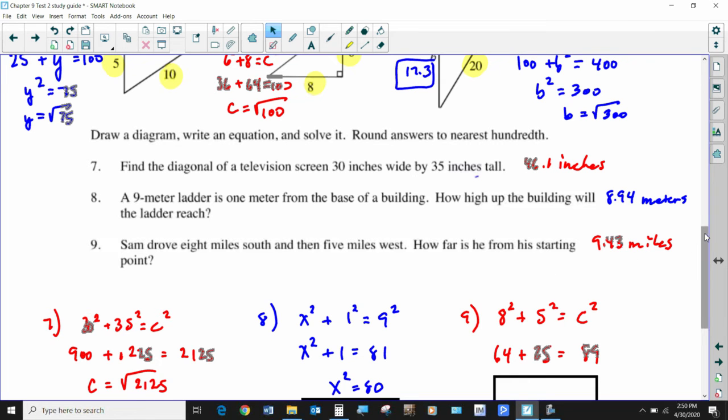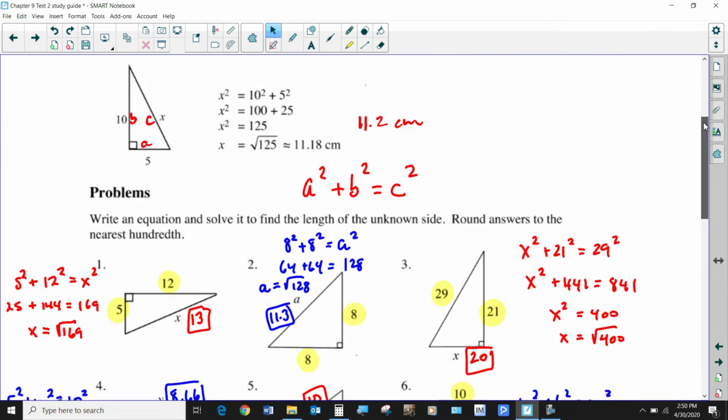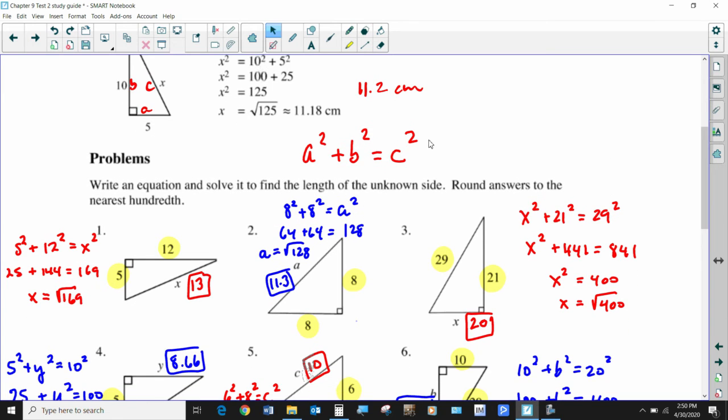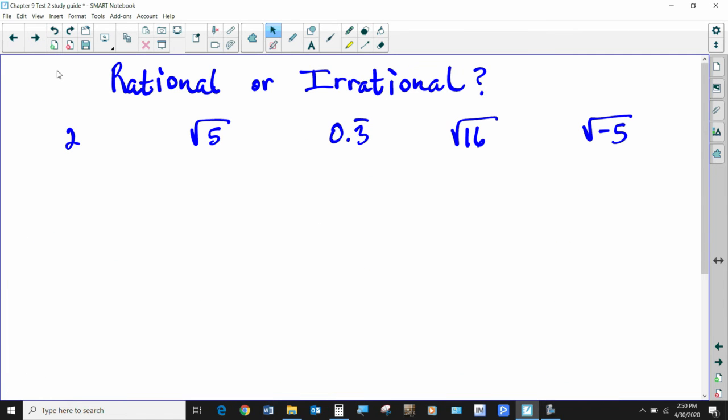Okay, so we've been doing a lot of Pythagorean theorem. I just highly recommend you always copy down the theorem and then plug in the numbers as you go and work your way down with the help of your calculator. That represents half the test. The other half of the test is going to go back to talking about rational or irrational numbers.